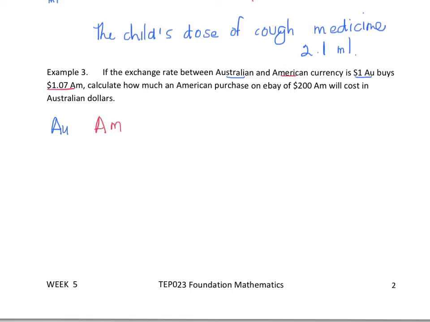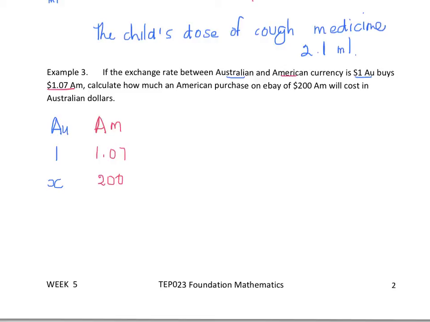So let's write Australian information in the first column, in the second column the American information. We've been told $1 buys $1.07 American, and then our purchase is in American dollars, 200 American dollars. What we're looking for is what that's going to cost in Australian dollars, so let's call it X.